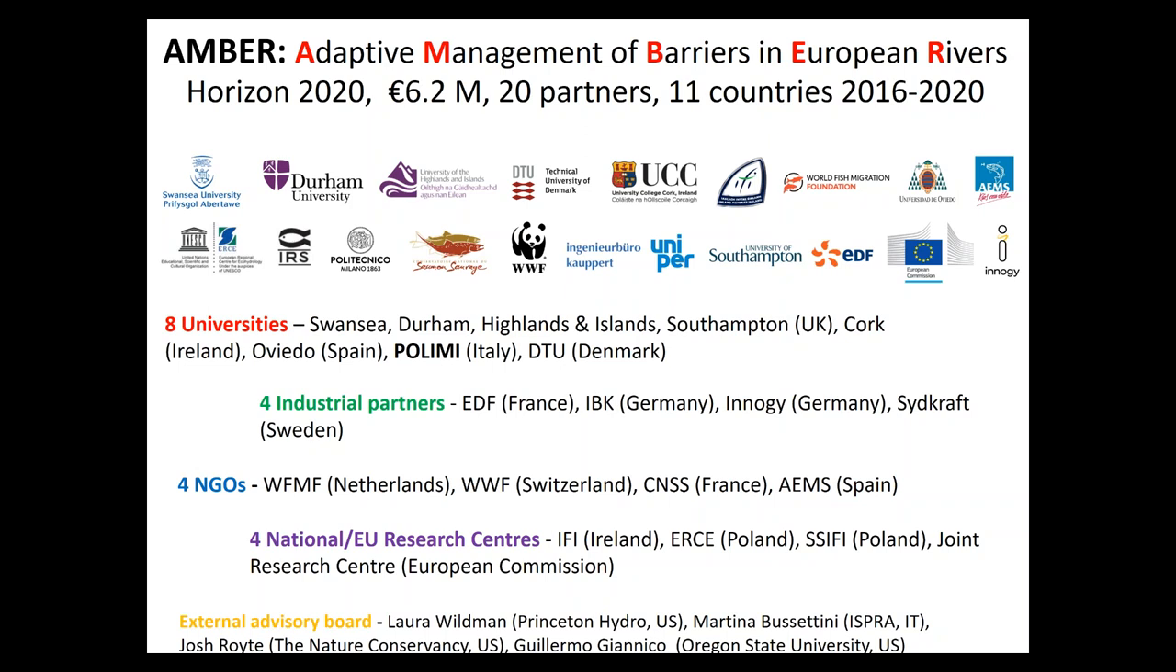The acronym stands for Adaptive Management of Barriers in European Rivers, and the aim of this project is to improve knowledge about the presence and extent of river barriers, and so river fragmentation in our rivers, and to provide tools and solutions to this problem.